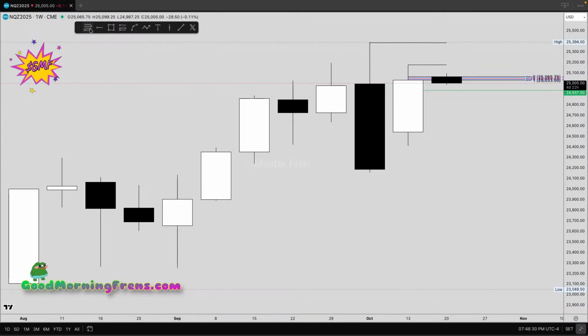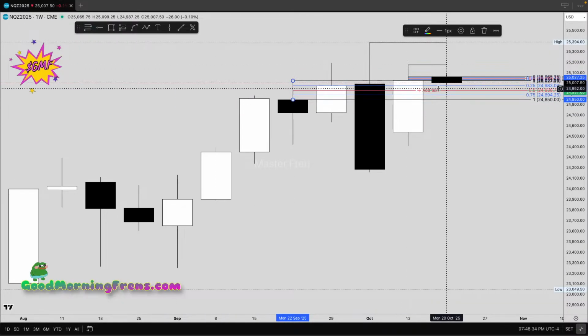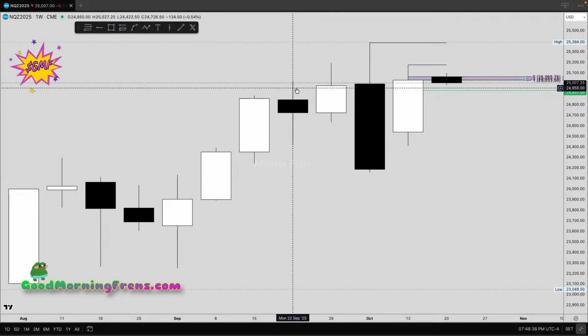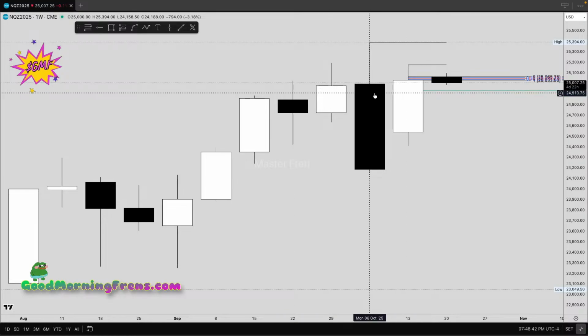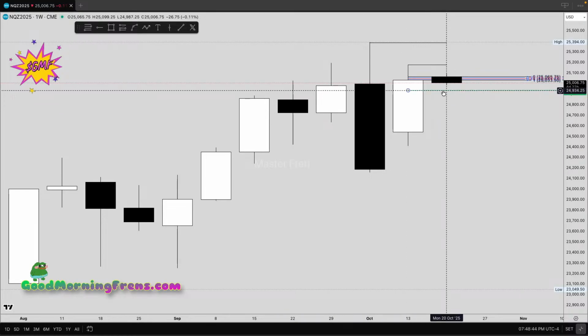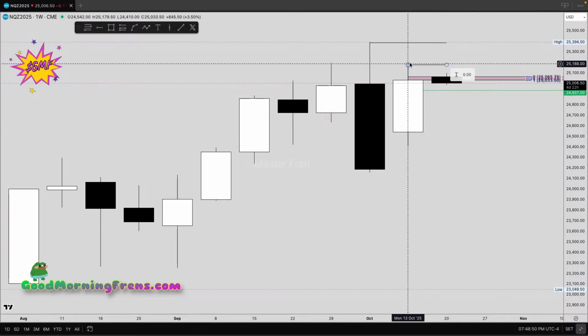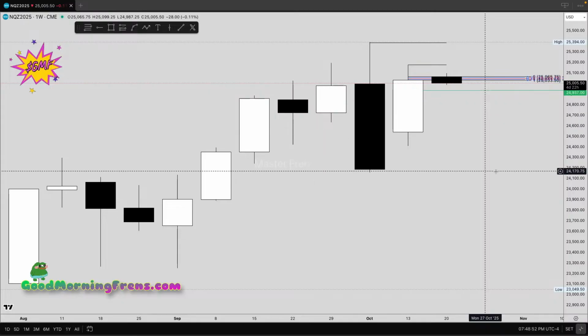So that green level on the weekly chart just happens to be the consequent encroachment of this rejection block, which just digs into this candle just ever so gently. So that's very cool. All right. And aiming for previous week's high and previous week's high there.